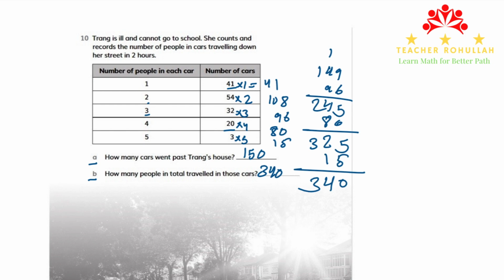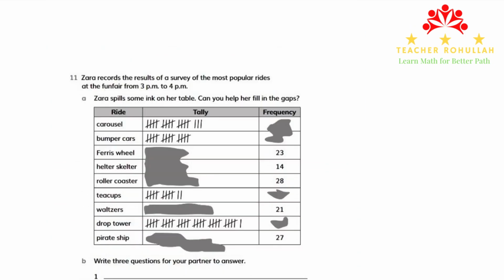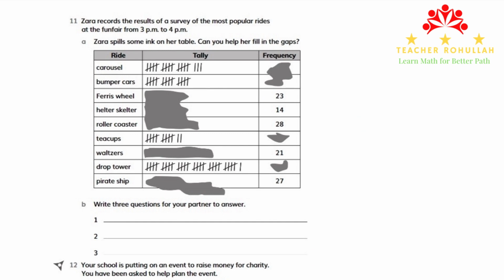Let's now scroll down to move to question number 11. In question number 11, it says, Zara records the result of a survey of the most popular rides at the fun fair from 3 p.m. to 4 p.m. Zara spills some ink on her table. Can you help her fill in the gaps? Yes, we can help her because if we don't have the tally marks, on the other side we have the frequency. But if we don't have the frequency, on the other side we have the tally marks.